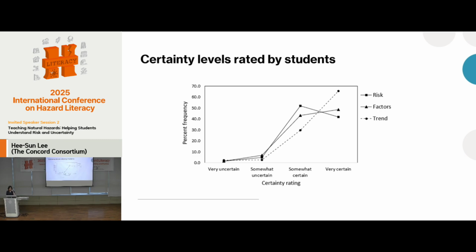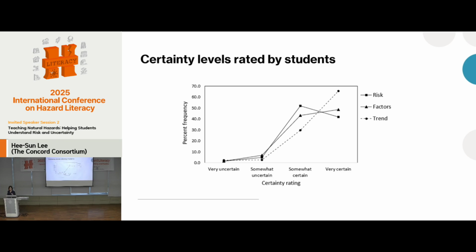The certainty levels by students across 3 tasks. The risk task was the cone of uncertainty. The factors task is the simulation. And the trend task is the data graph one. So as you can see, students do not want to say they're uncertain. Even though every task has uncertainty elements in it, when they talk about their findings, they really never do, so there is a lot to be taught in terms of how to deal with uncertainty in the classroom.